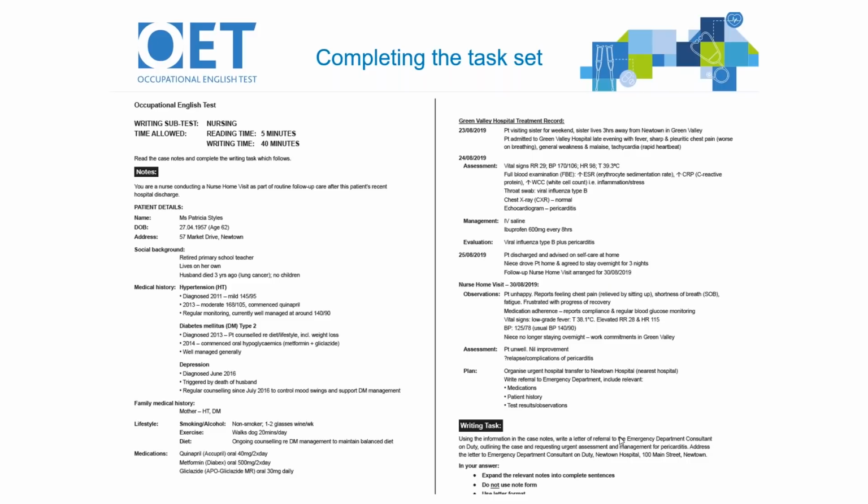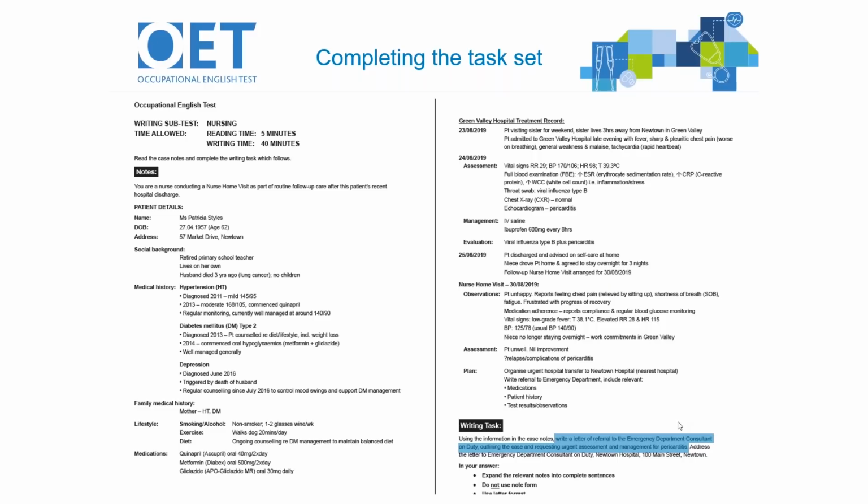When you're looking at a set of case notes and deciding whether you've included everything that you need to in your letter, the first thing that you should check is the writing task and what we're being asked to do. So we know from this set of case notes, we're being asked to write a letter of referral and specifically to outline the case and to request urgent assessment and management for pericarditis.